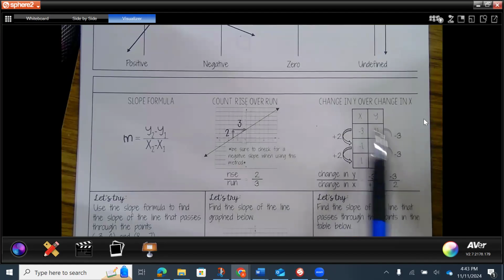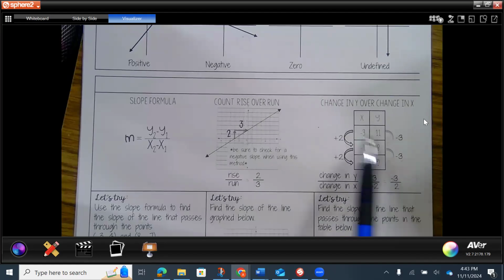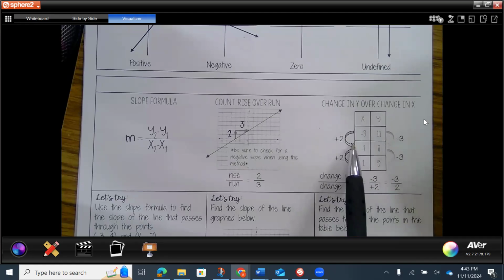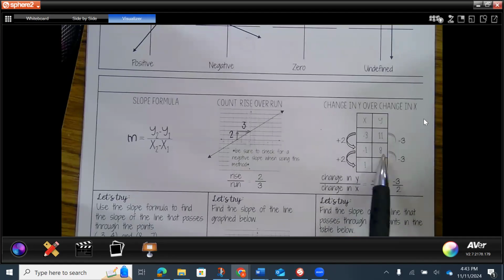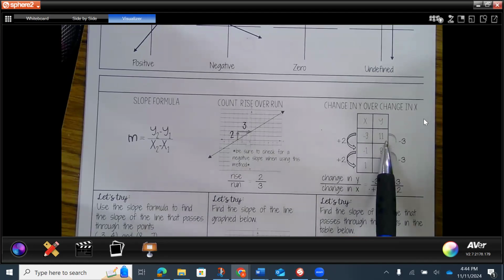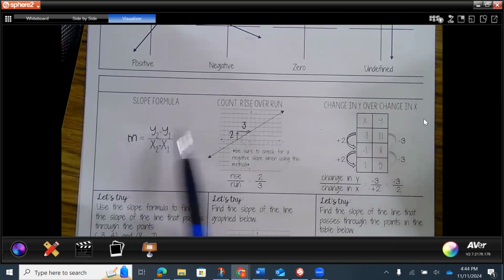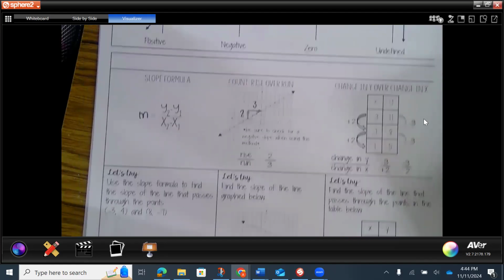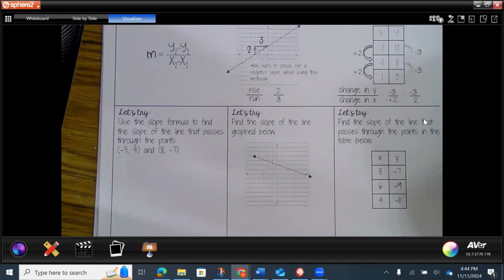And then we're going to look at it from a table. So there's 2 different ways we can do it from a table. We can see how things are changing from my x's to my y's and do my change in y divided by the change in x. Or just know that the table is also 2 points and you can still use the slope formula. So -3, 11 and -1, 8 are 2 different points. So I can use the slope formula with the table as well. So let's go ahead and do some practice.